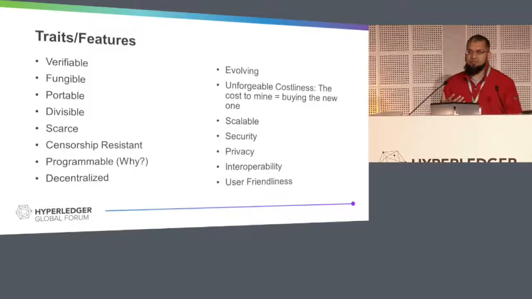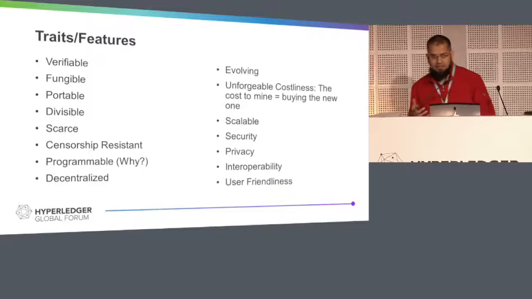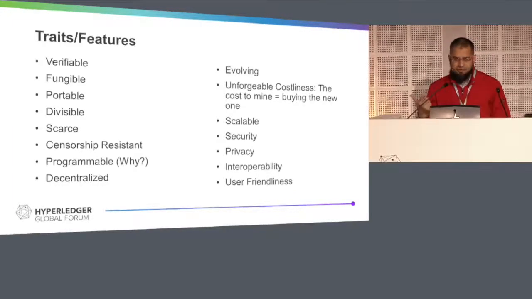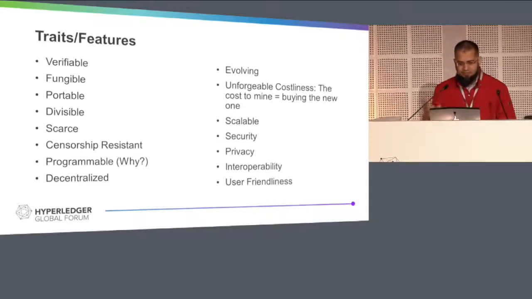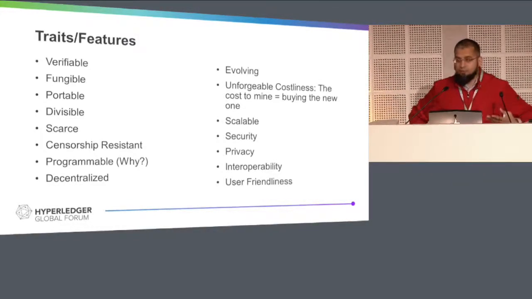So what are the traits and features, if we talk about Bitcoin and blockchain DNA, that we would like to see in the whole system? Clearly verifiable, simple, money traits: fungible, portable, divisible, scarce, censorship resistant, one might say, and programmable.